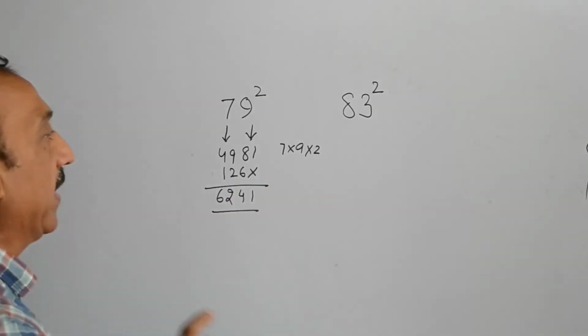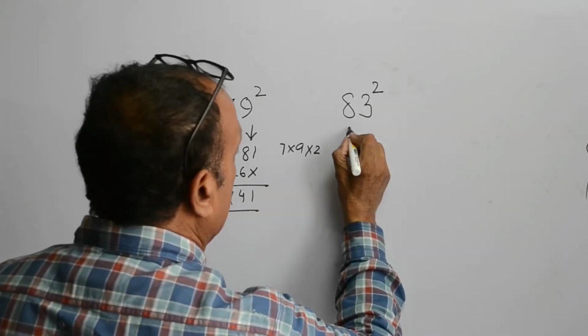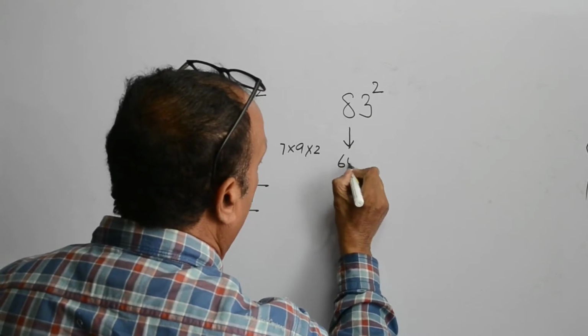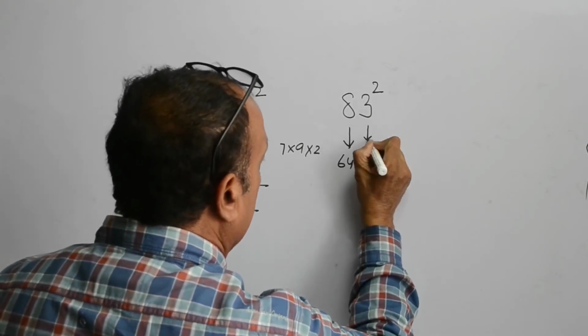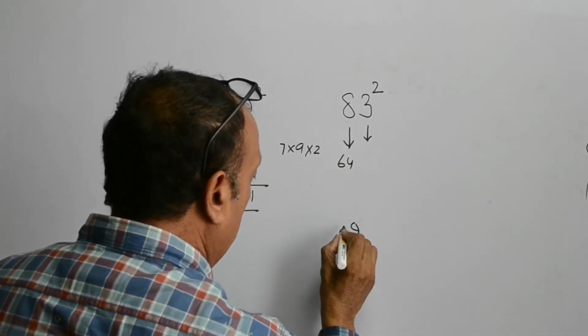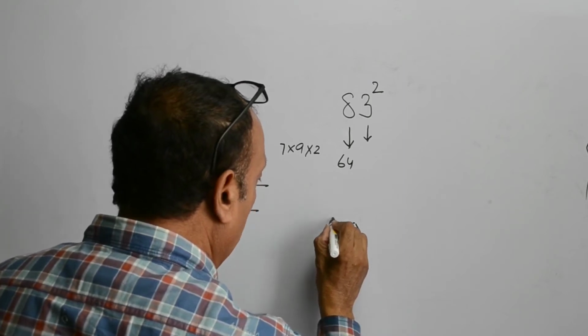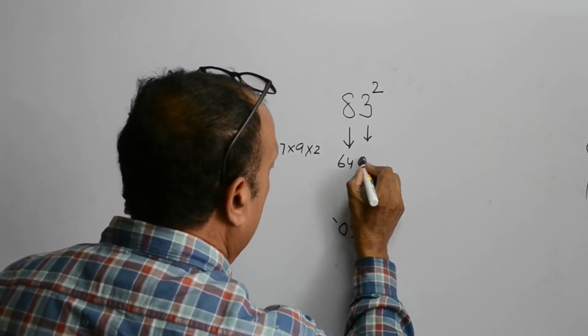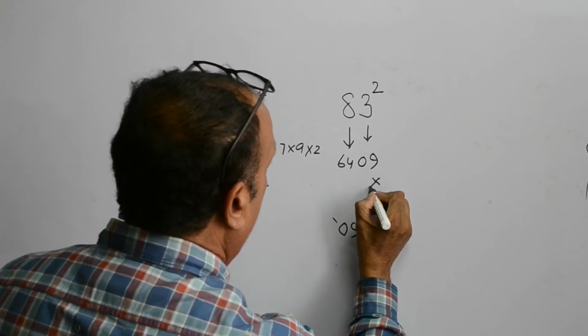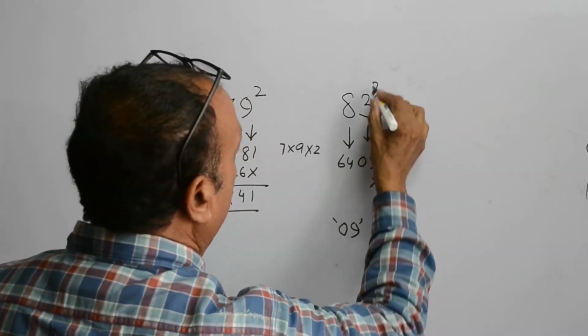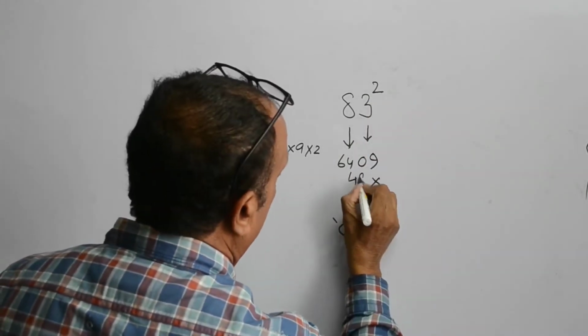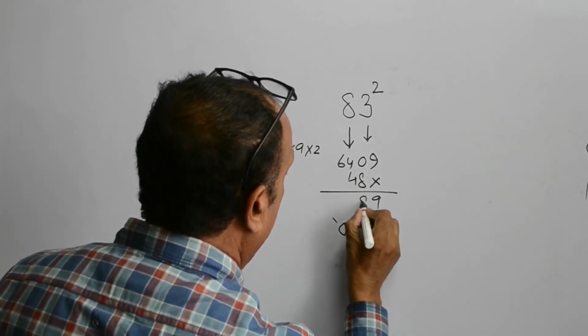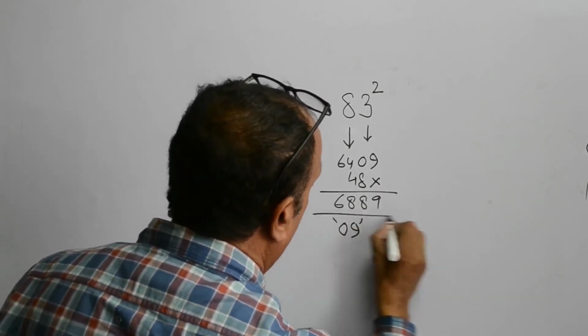The only thing to be kept in mind is, take the square of 8, it is 64. Take the square of 3, it is 9. So it should be taken as 09. We have to take two digits. So it is 09. Now a cross over here. 8 3s are 24, 24 2s are 48. So 9, 8, 8 and 6 is the answer.